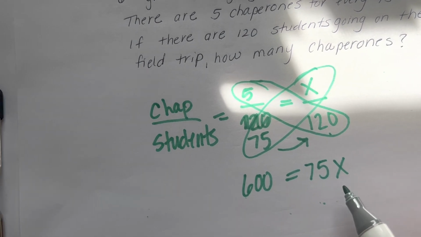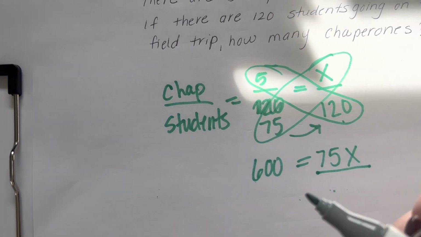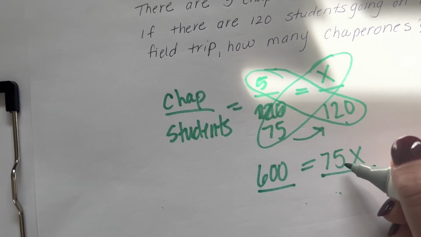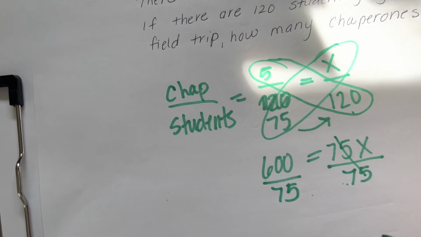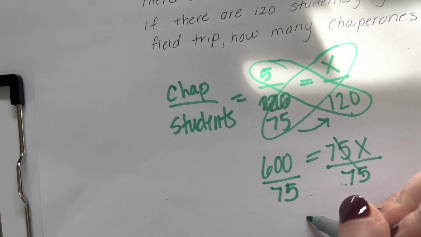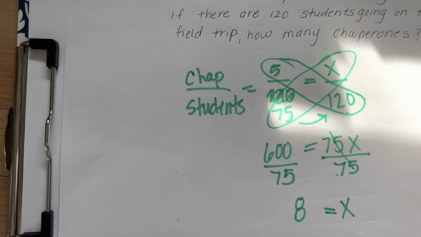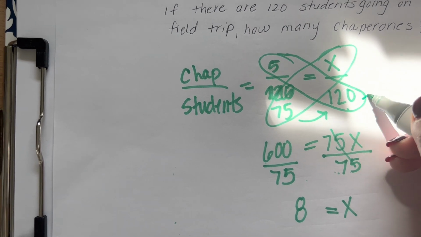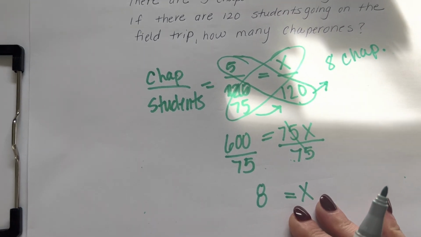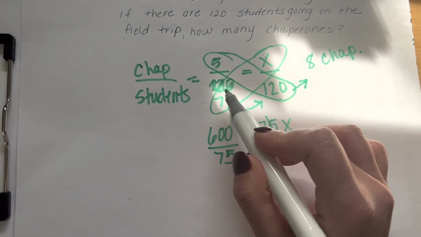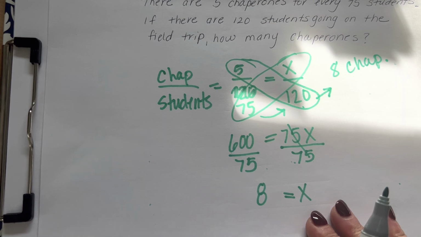To get the value of x, I need to get it alone, which means I need to undo my multiplication here. I'm going to undo my multiplication by dividing each side by 75. I'm left with x on this side and 8 on this side. So this tells me that when 120 students go on the trip, they are going to need 8 chaperones. So this is an example of how you can use proportions by setting up 2 ratios that are equal to each other and solving for x.